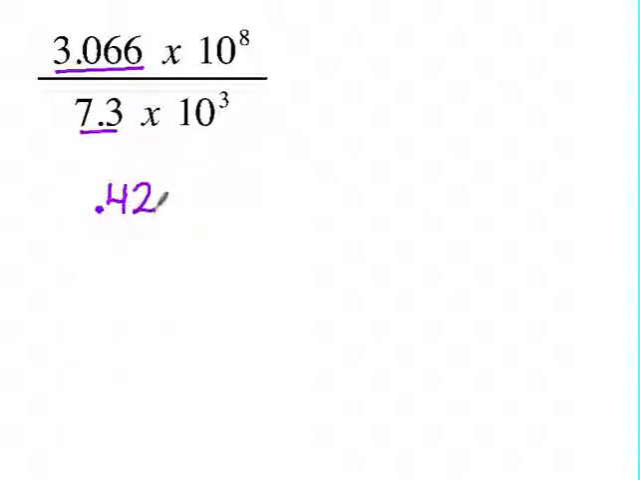Now, as we did with multiplication, we went ahead and added exponents. What am I going to do here with the exponents? Okay. Subtract them. So I'm going to take 8 minus 3 in this case and get 5. So now I just need to write that in scientific notation. So I'm going to want to move this decimal one space to the right. So what do I do then with my exponent? Subtract 1. So my new answer is 4.2 times 10 to the 4th.